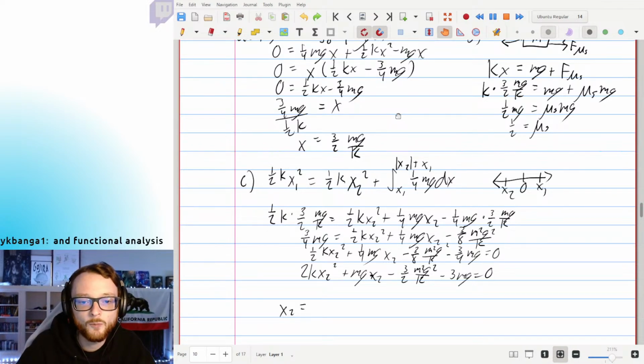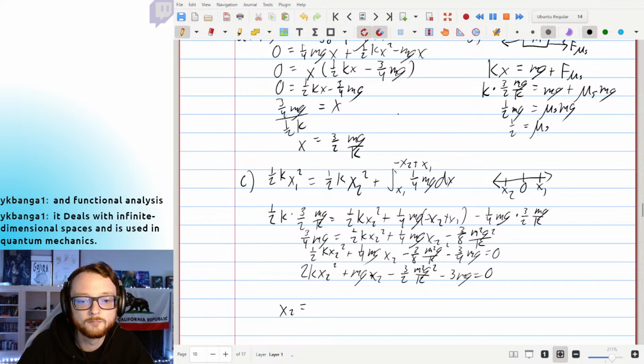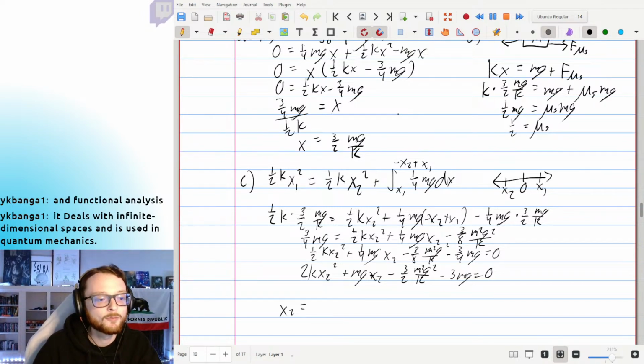Instead of doing absolute value, I don't want to deal with an absolute value. Let's just do negative x2. Infinite dimensional spaces using quantum mechanics. Okay, fair enough.